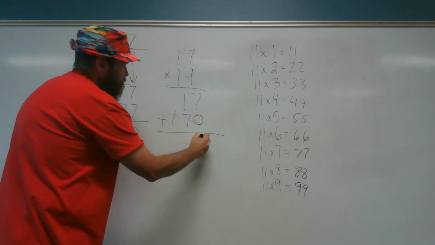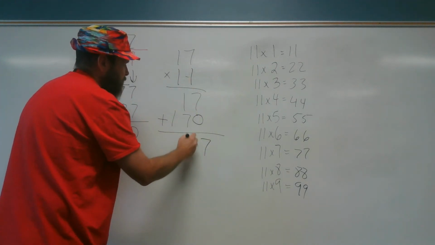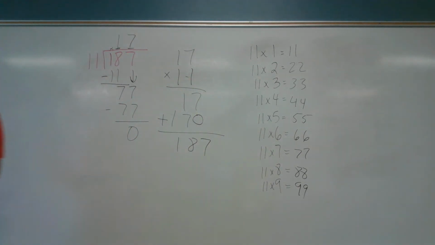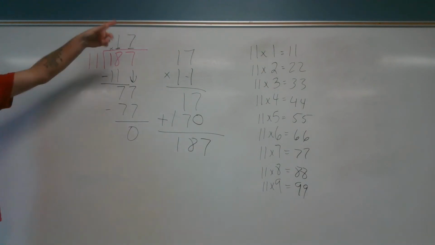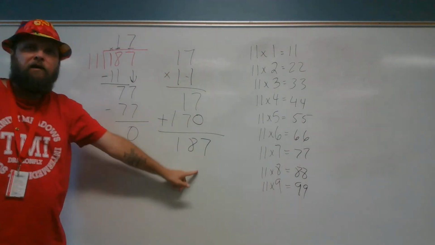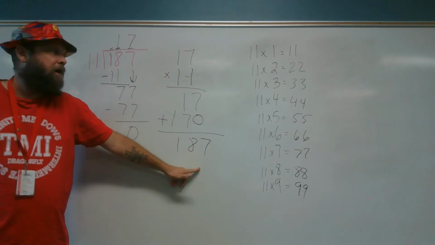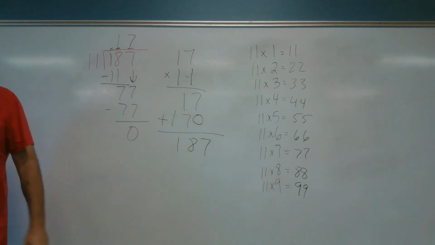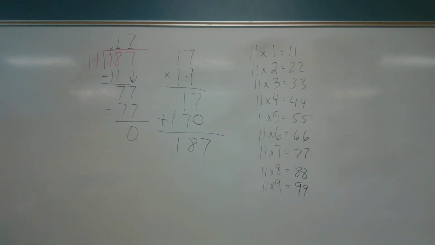My ones place, I should have a 7. My tens place, I should have an 8. My hundreds place, I should have a 1. 187. And since my product is the same as my dividend, then I'm in good shape here. Now, if there were a remainder, and there's not, I would have to add that remainder in order to get that. There's not a remainder right here. So we are in good shape on this.